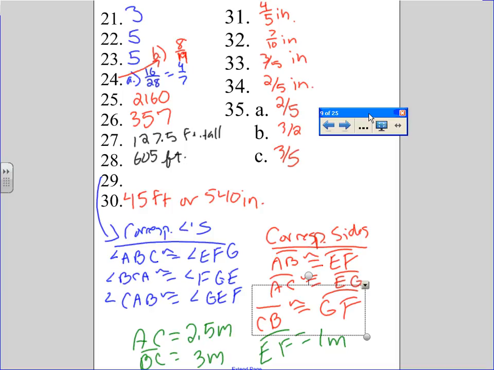Did I say that wrong? Okay, just making sure. And again, you could have them flipped as long as your sides are corresponding. Questions on corresponding sides or angles?